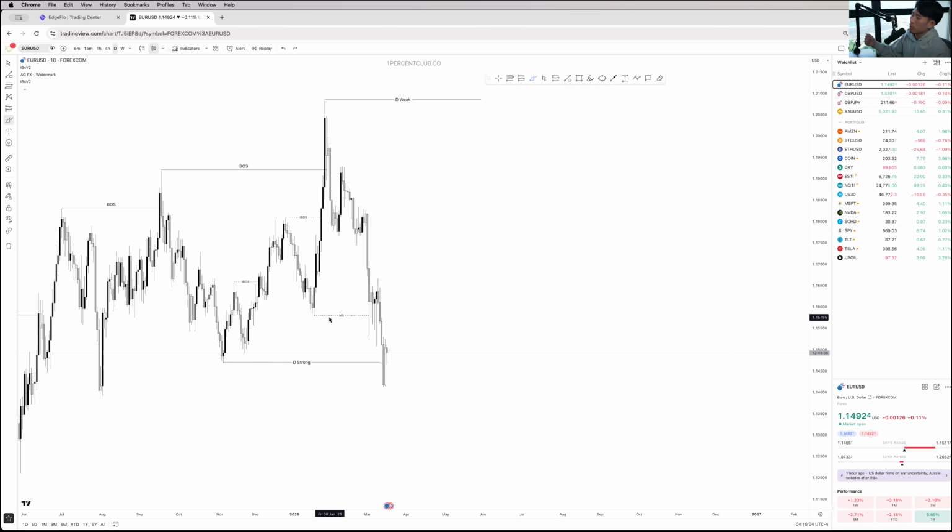So what happens next is that after the market shift, price actually continued crashing down here, and this is where price came down and took out the daily strong low.